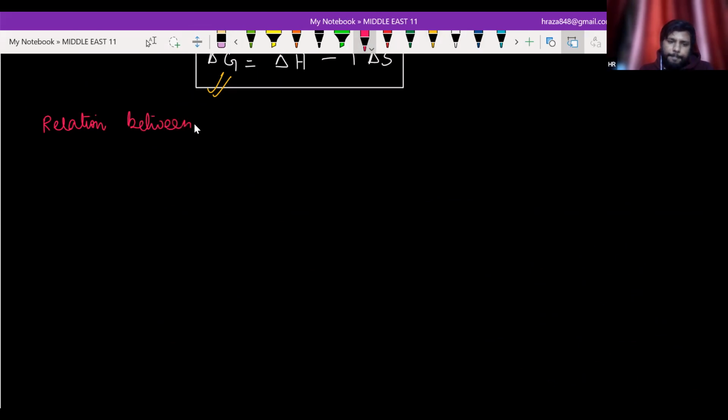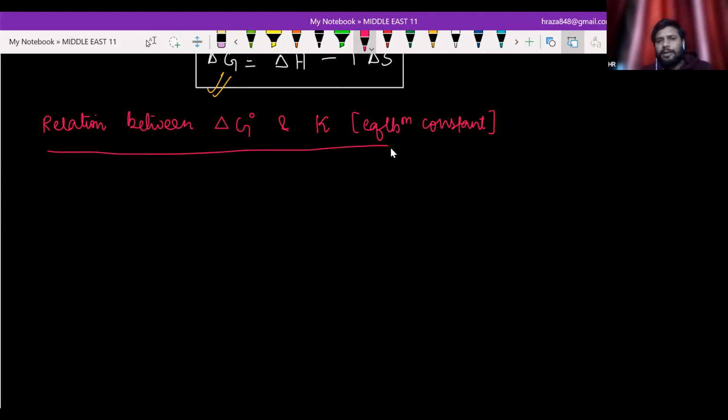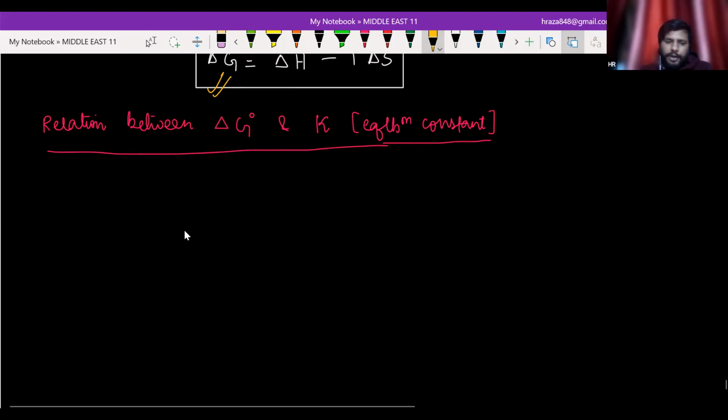So write a topic: relation between delta G naught and, in the next chapter, equilibrium, we will study about K. K is basically the equilibrium constant. In the next class, we will study about the equilibrium constant. So here is a relation between delta G naught and K, which is known as the equilibrium constant.